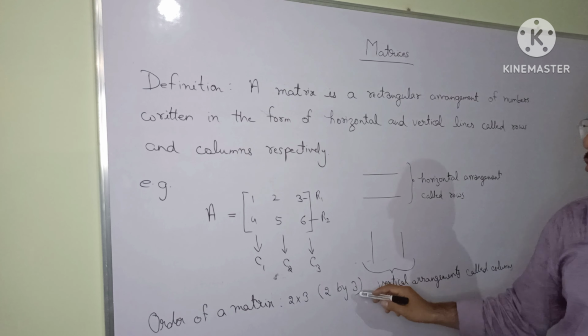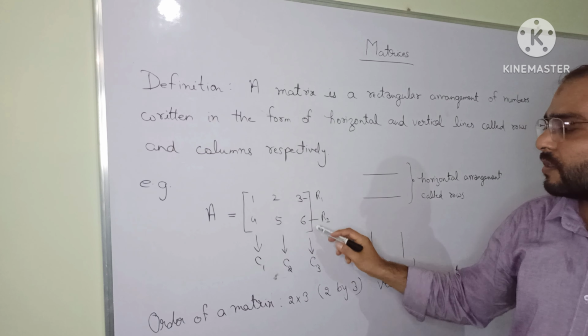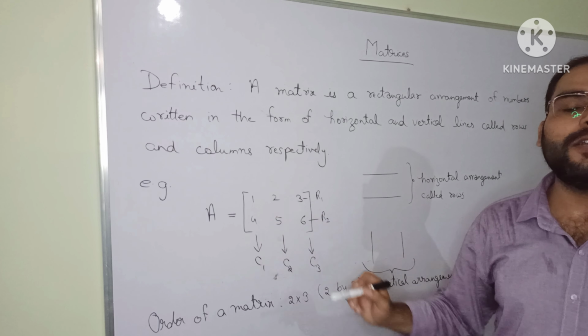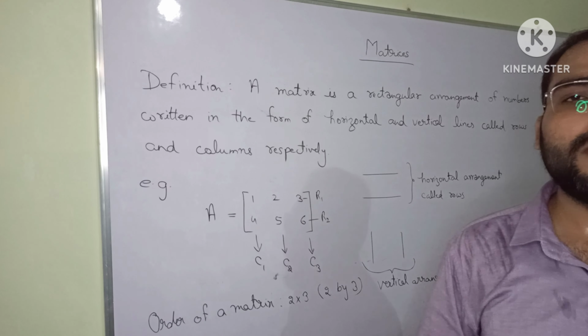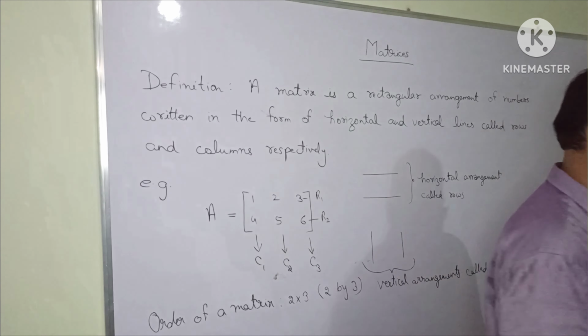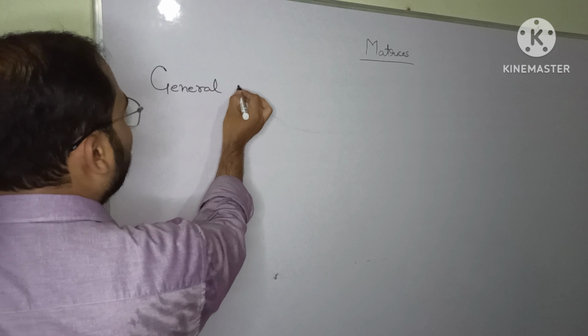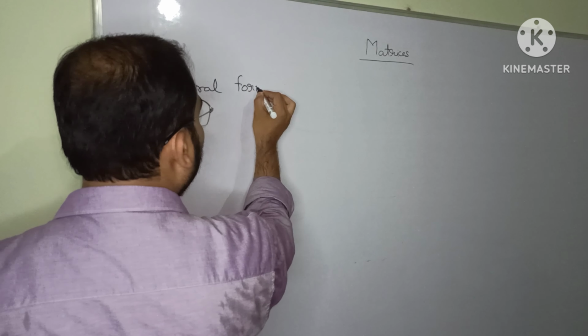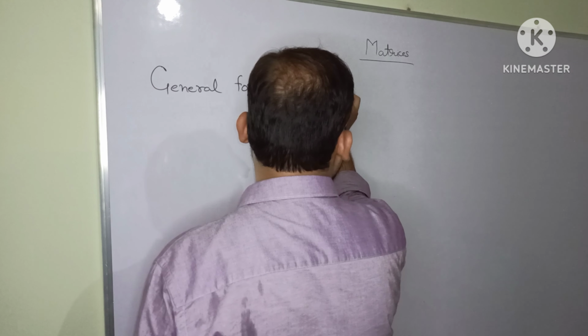So 2 into 3 will be read as 2 by 3, and the numbers that are enclosed in the square brackets are called entries or elements of the matrix. So this is the basic definition of matrix. Now I am giving the general form of a matrix, how we generalize a given matrix.